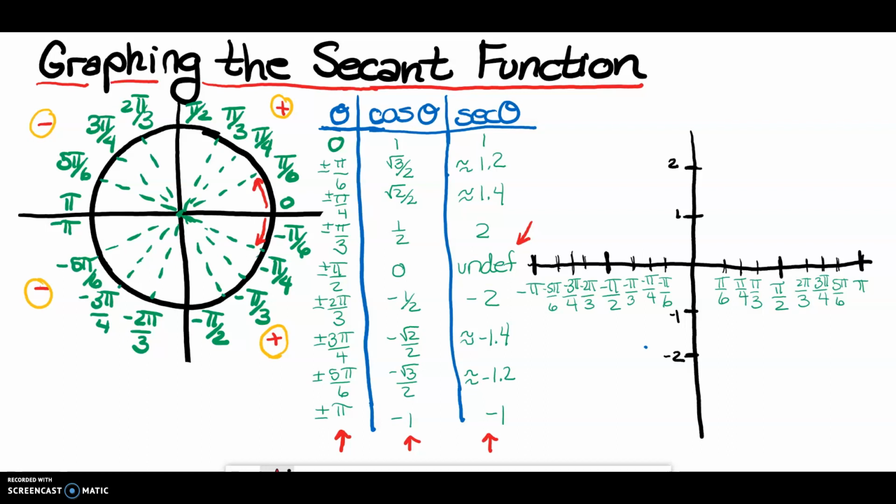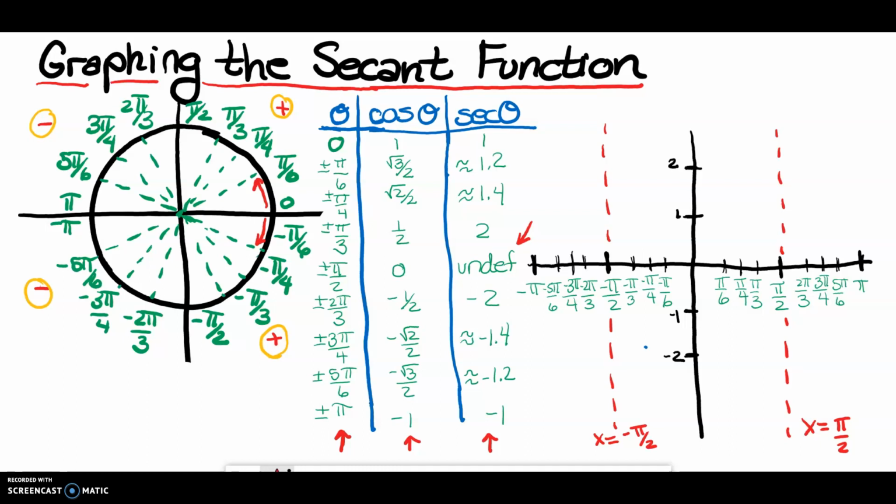So the very first thing I'm going to do is draw in my asymptotes for my secant function. I know at positive pi over 2, I have an asymptote. So I'm going to draw that in as a dashed line, and we always label this. And then I'm going to draw in negative pi over 2 or negative 90 degrees, which is coterminal with 3 pi over 2. And this is x equals negative pi over 2. So what happens to our secant function in between here?